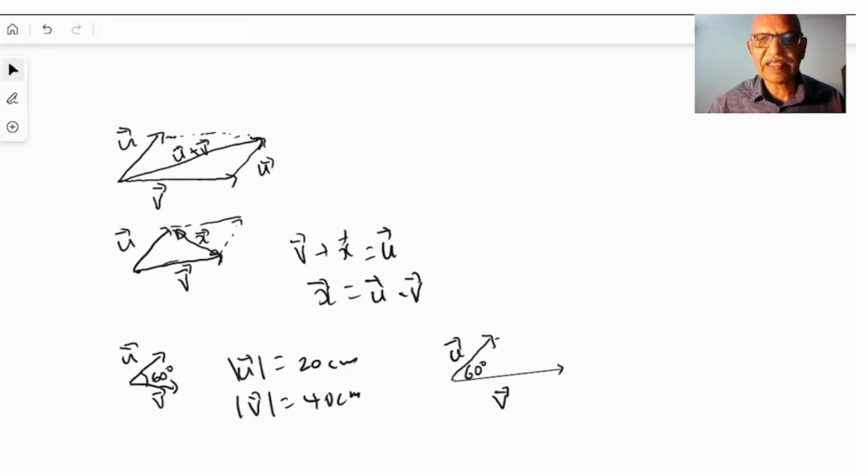So we'd like to find the resultant and its direction. The resultant of u plus v is the same as v plus u. This is called the commutative property. u plus v is the same as v plus u. Therefore we say the resultant of v plus u will be this vector here. This is vector u plus v.